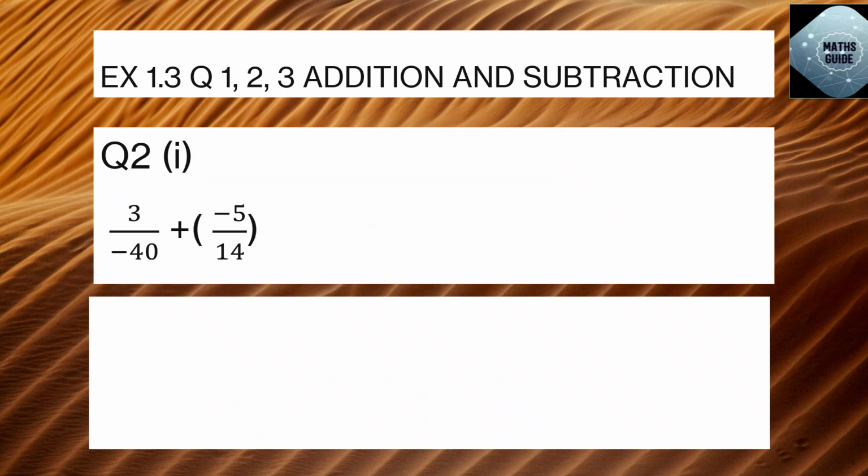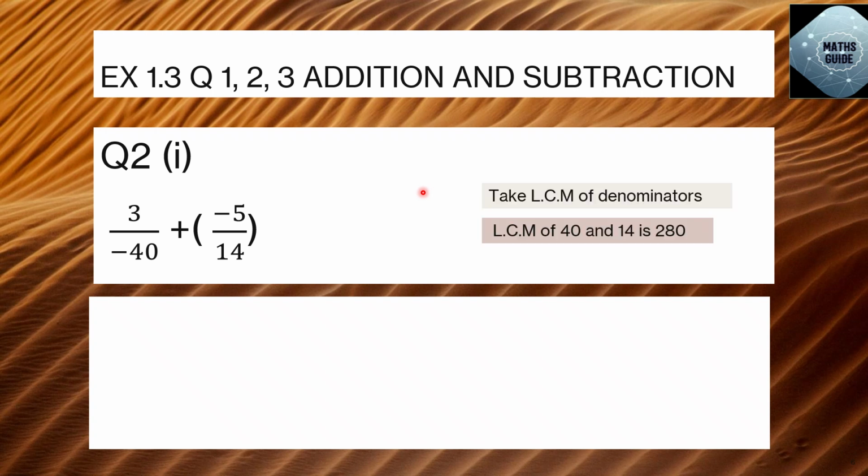Now exercise 1.3 question number 2 part 1. Again we have two fractions or two rational numbers and we have to add them. As you know, we have a negative sign over here with the first fraction, and we have a negative sign with the second fraction also, and in between them, as we have to add both fractions, we will put the addition symbol. And you all know we cannot add any rational numbers unless we have common denominators. So we will take the LCM of the denominators, and the LCM of 40 and 14 is 280.